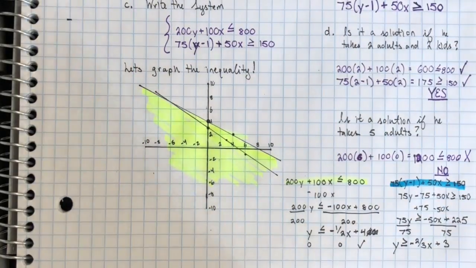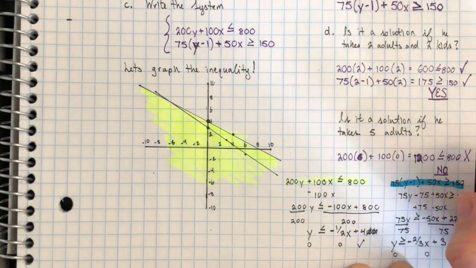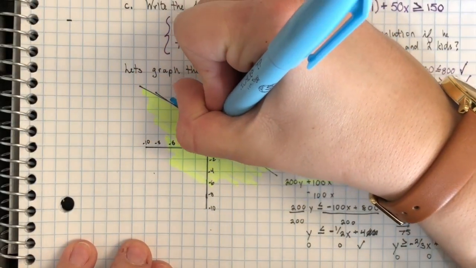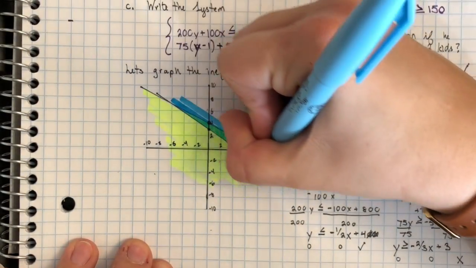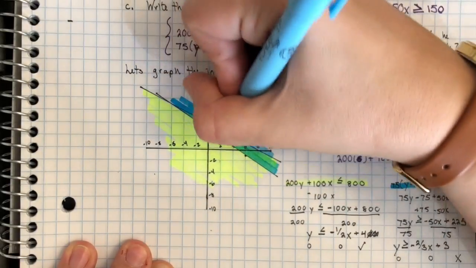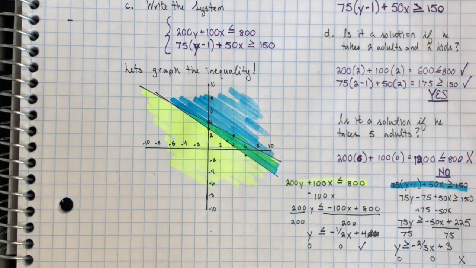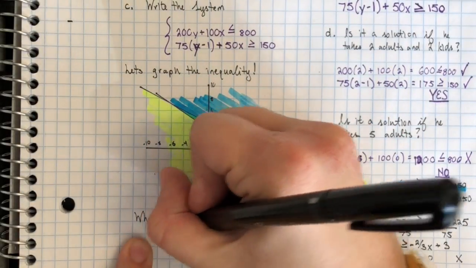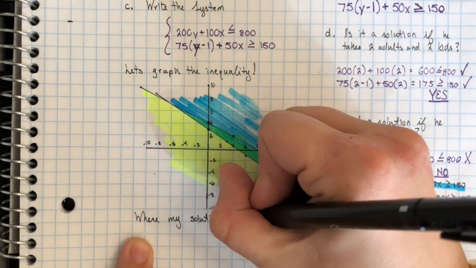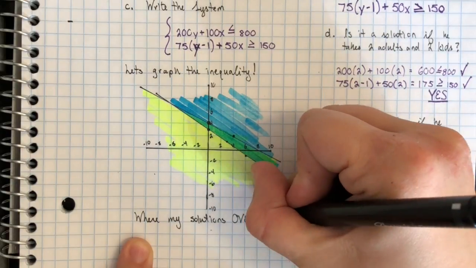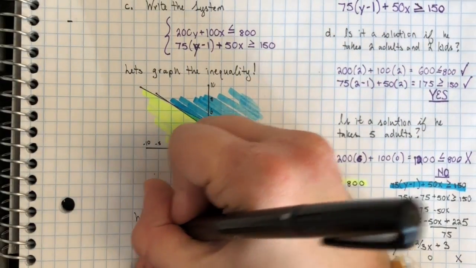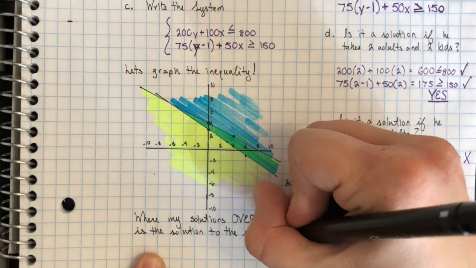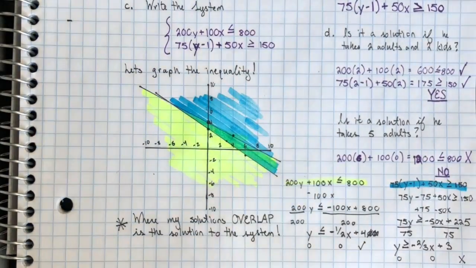With my second equation, again, I plug in a 0 for y and a 0 for x. So essentially I have 0 is greater than or equal to positive 3. That is false. So I'm going to shade in the side of the line that does not include the coordinate 0, 0. Notice how the colors for my inequality solutions overlap. Where my solutions overlap is the solution to the system. So any coordinate point that falls within that range is my solution.